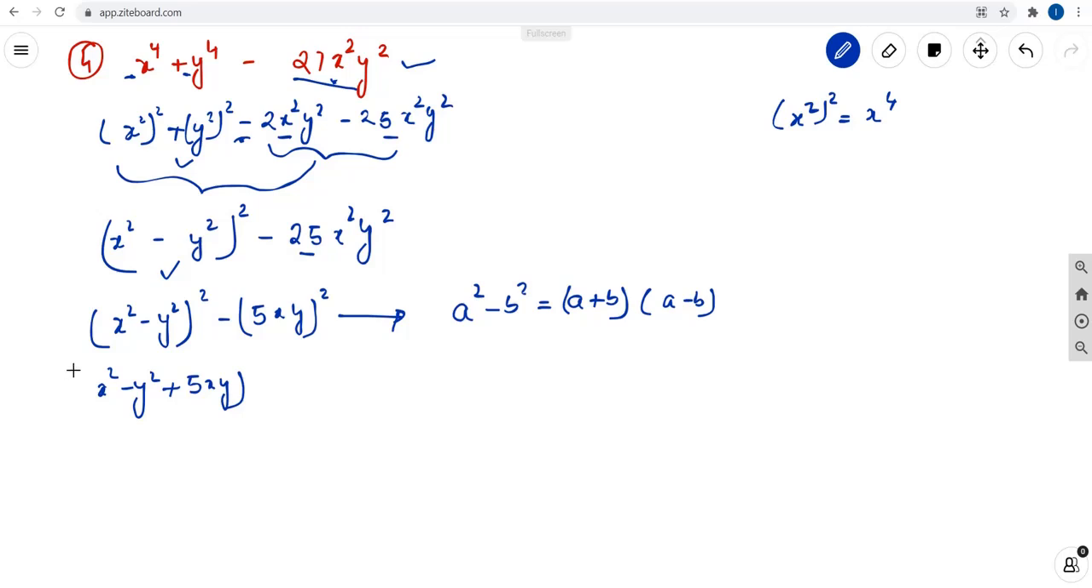So this is one term, and one more term I'm going to get is (x² minus y² minus 5xy). Okay, so what is a here? A is here x square minus y square, and what is b here? B is your 5xy. I hope you see you cannot simplify this further. Further simplification is not possible. So we will stop this problem here only. So this is the answer for your problem number 4.